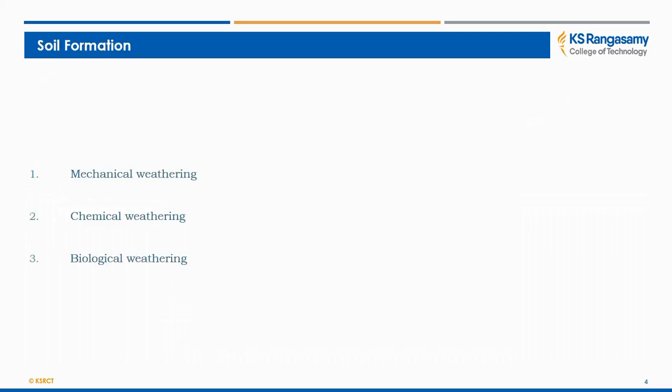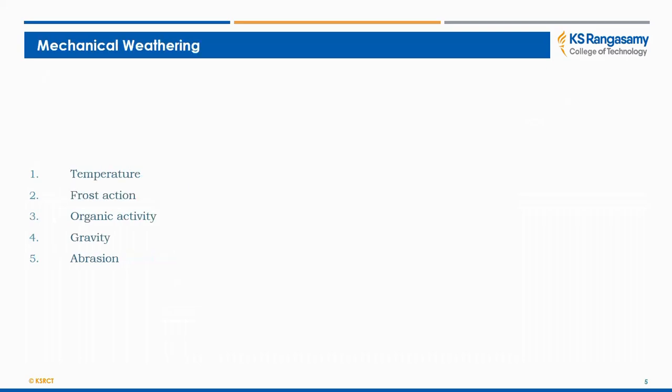The soil formations. Soil formation occurs through mechanical weathering, chemical weathering and biological weathering. The first one is mechanical weathering. Mechanical weathering happens according to temperature, frost action, organic activity, gravity and abrasion.